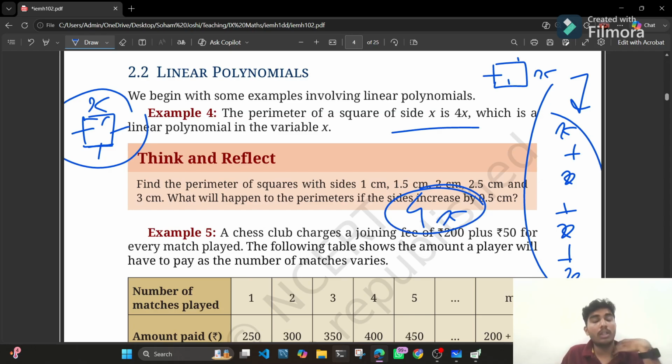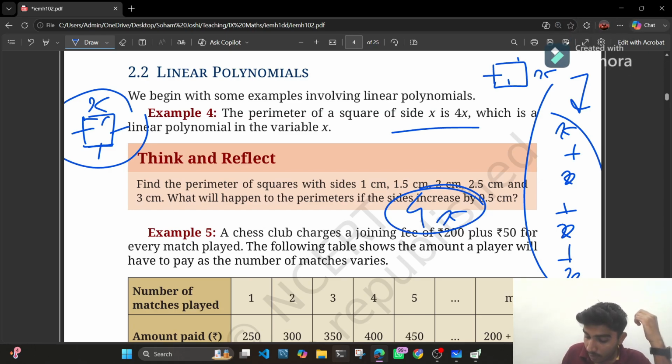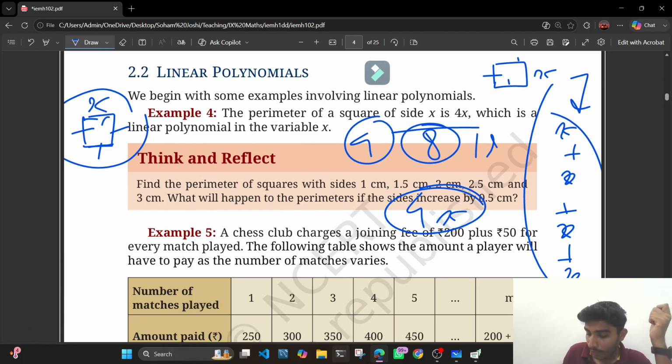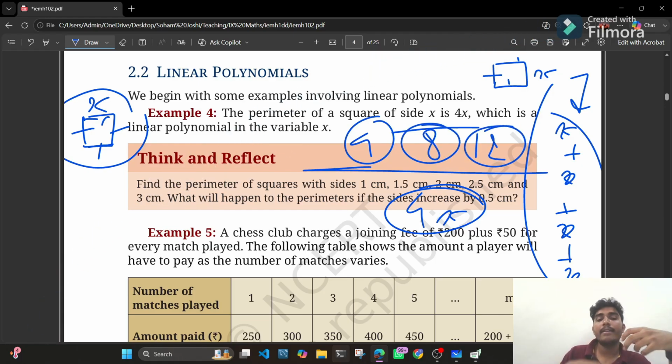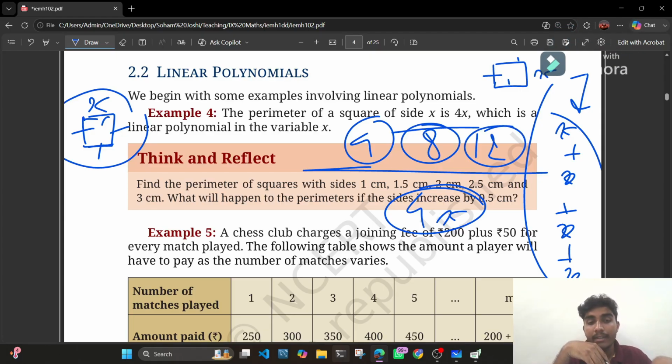Now I can take any square with any side. Suppose I take the side of the square as 1, so the perimeter of the square would be 4. If I take 2, it will be 8. If I take 3, it will be 12. So basically this is universal, because the perimeter formula doesn't change. The perimeter of a square would always be 4x, and x is the side of the square. So whatever side I take, I'll get the perimeter as 4 into that side, right?